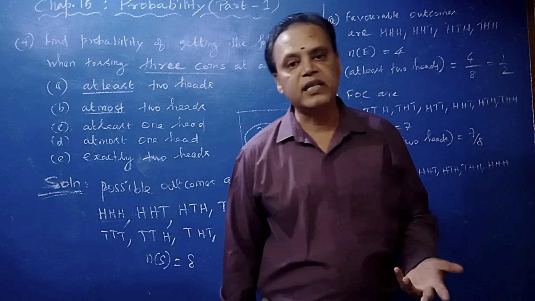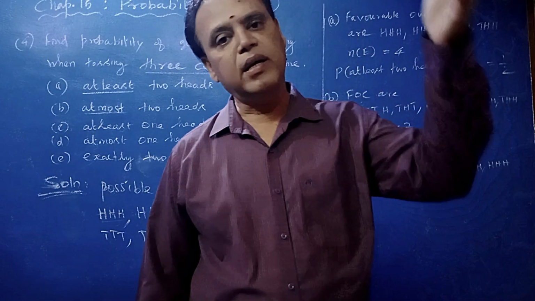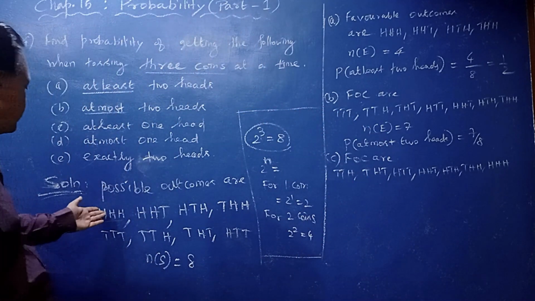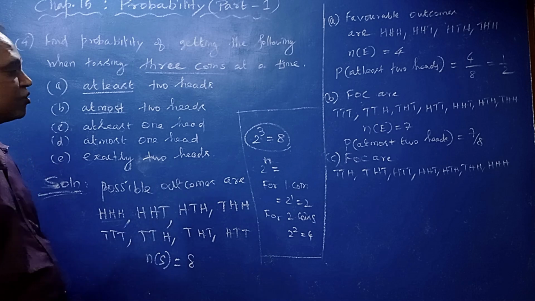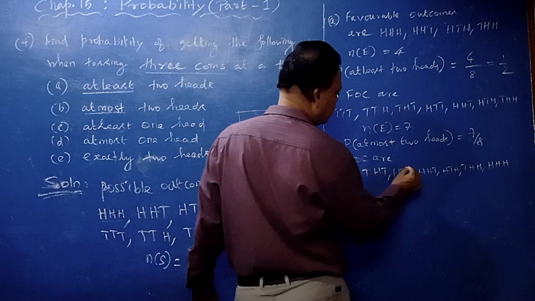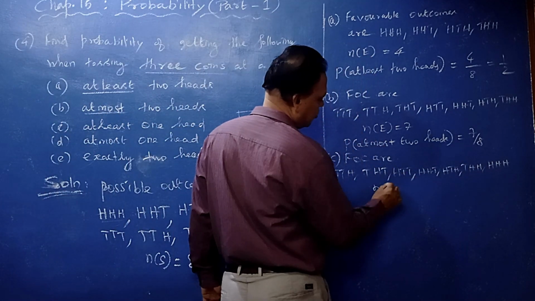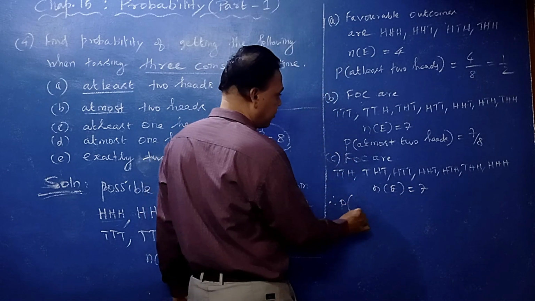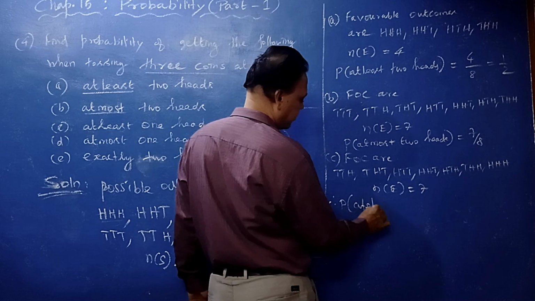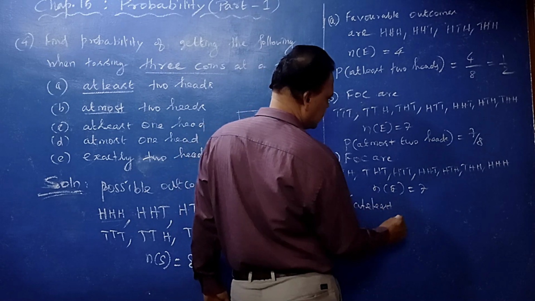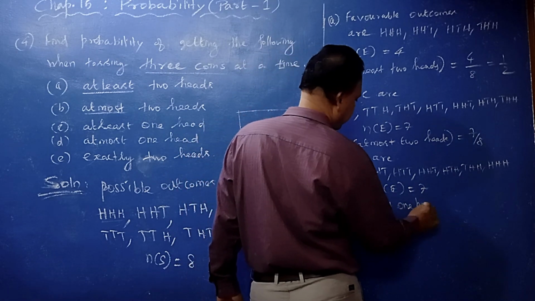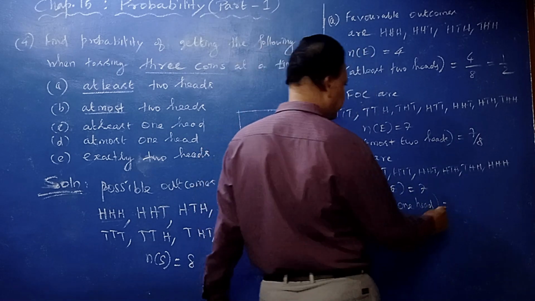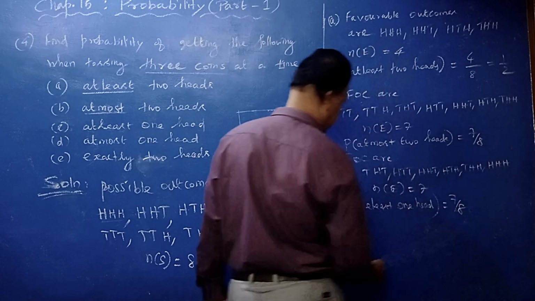Okay, minimum one head, and two heads also, three heads also. Like the minimum pass mark is 33, then maximum 100 you can get. That is the meaning. Here maximum three heads are there. So here n of E is 1, 2, 3, 4, 5, 6, 7. So n of E is 7. Therefore, probability of at least one head is equal to 7 by 8. That is also 7 by 8. Understand?